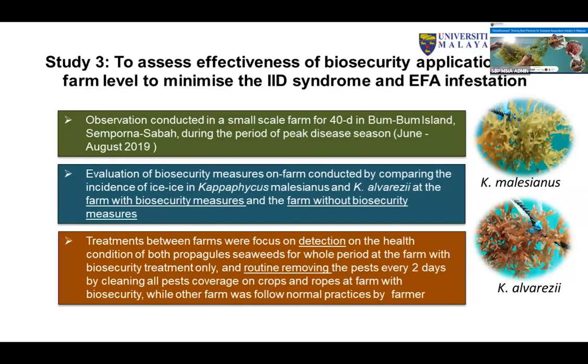Treatment between farms focused on detection of the health condition of propagules for the whole period at the farm with biosecurity treatment only, and routine removal of pests every 2 days by cleaning all pest coverage on crop and rope at the farm with biosecurity, while the other farm followed normal farmer practice.